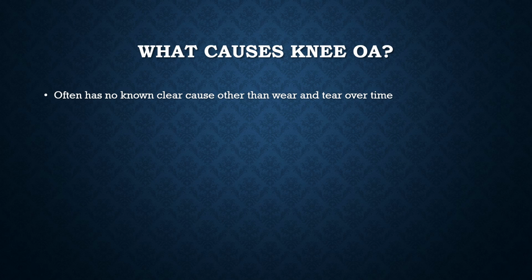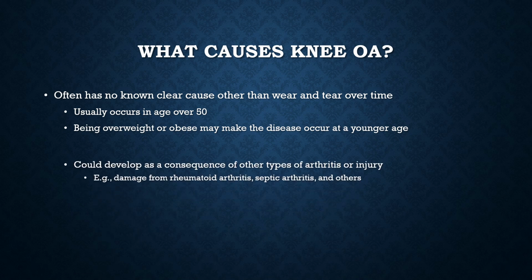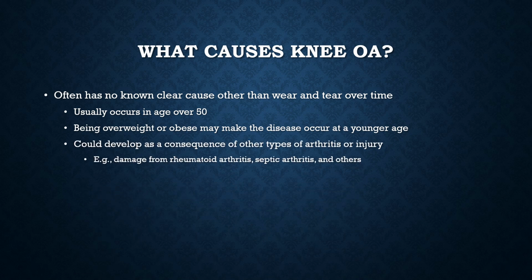What causes knee osteoarthritis? Well, often it has no clear cause other than wear and tear over time. It usually occurs in people over the age of 50. Being overweight or obese may make the disease occur at a younger age. It could develop as a consequence of other types of arthritis or injury. For example, damage from rheumatoid arthritis, septic arthritis, and others.